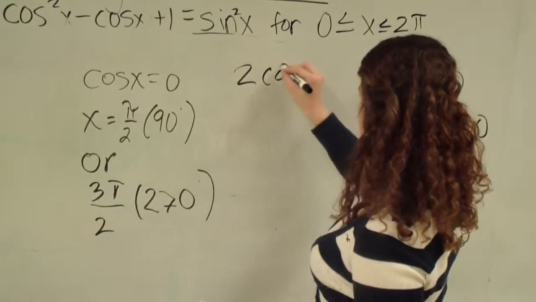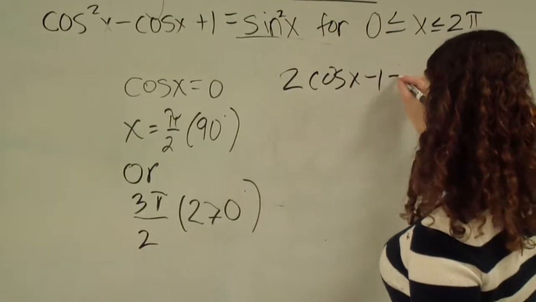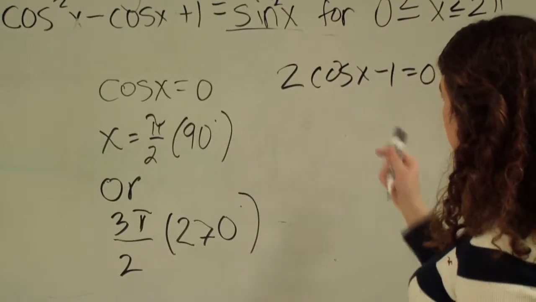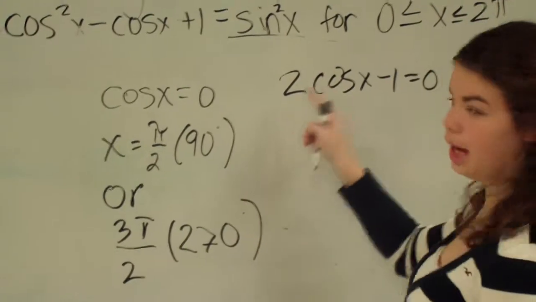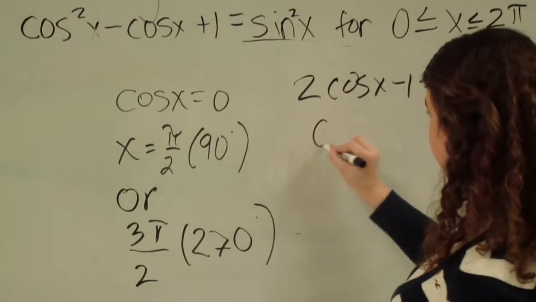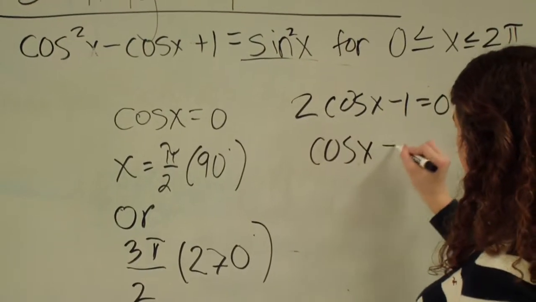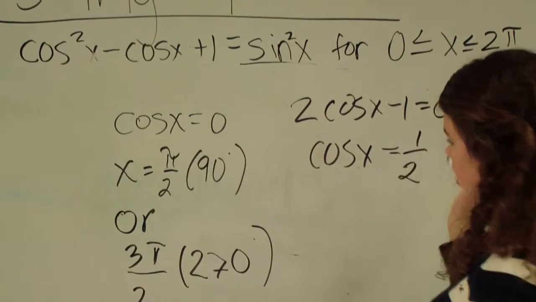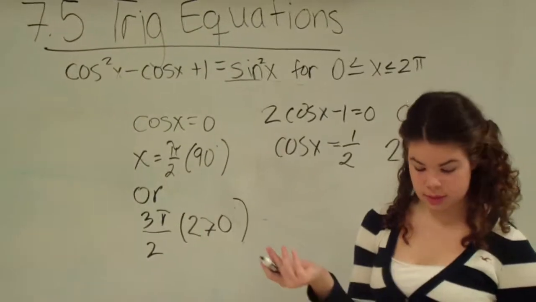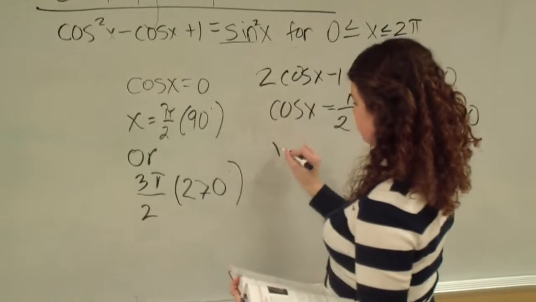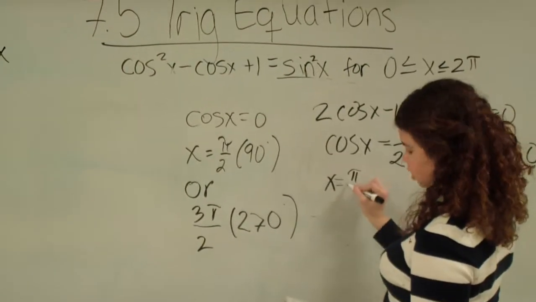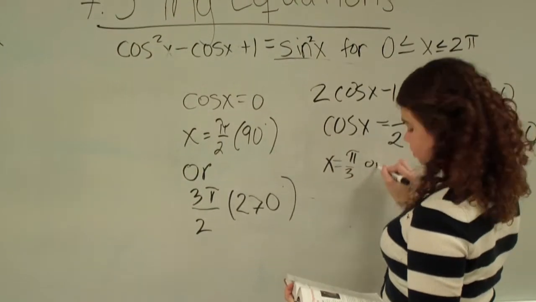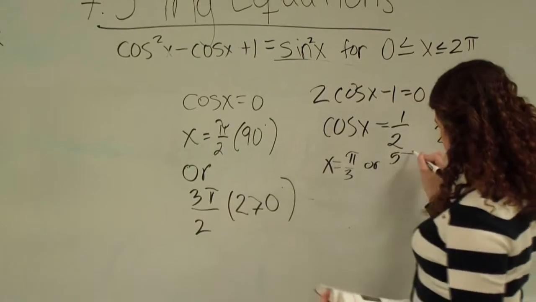So 2 cosine x minus 1 equals 0. We're going to bring the 1 to the other side and divide by 2. So we're left with cosine x equals 1/2. Now, where does cosine x equal 1/2? When x equals pi over 3, or 5 pi over 3.